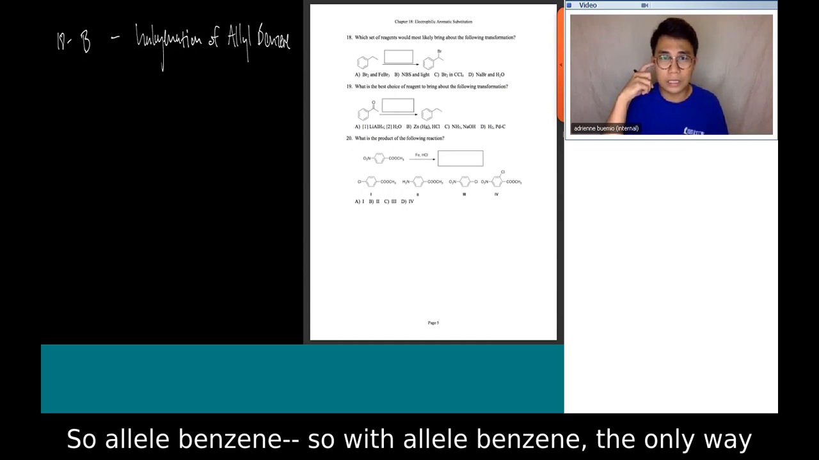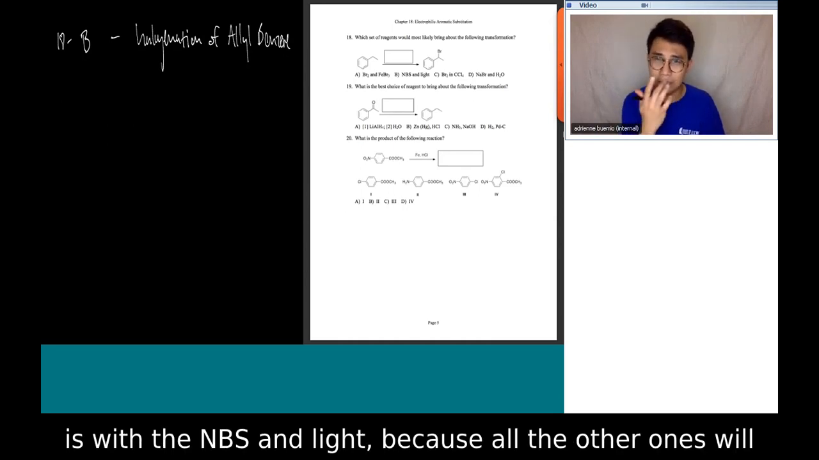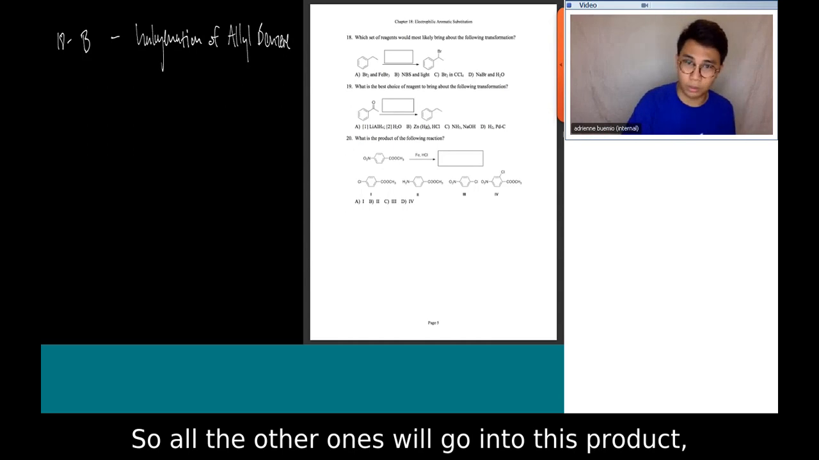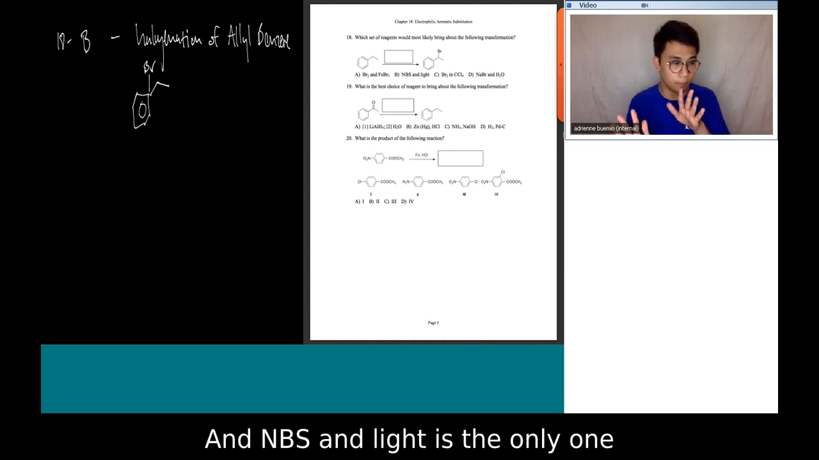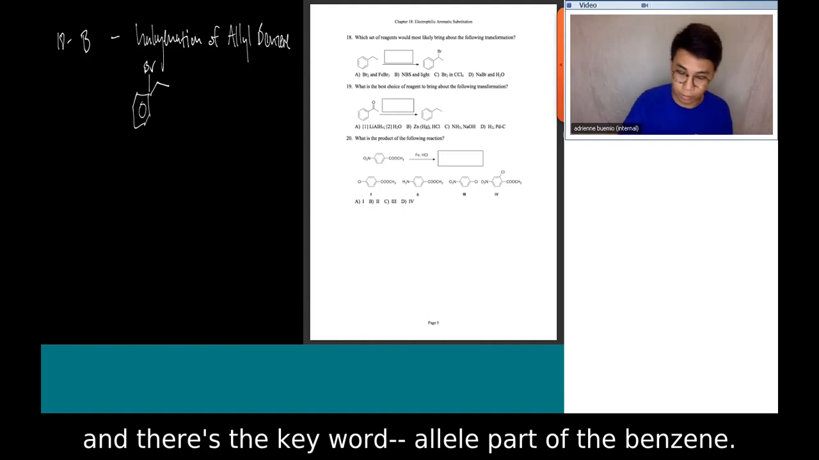With allyl benzene, the only way to add a halogen to allyl benzene is with NBS and light, because all the other ones will go to the Markovnikov product. All the other ones will go into this product, because of Markovnikov. So NBS and light is the only one that attaches to the allyl, and this is the keyword, the allyl part of the benzene.